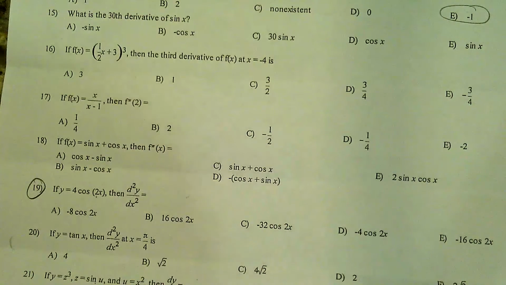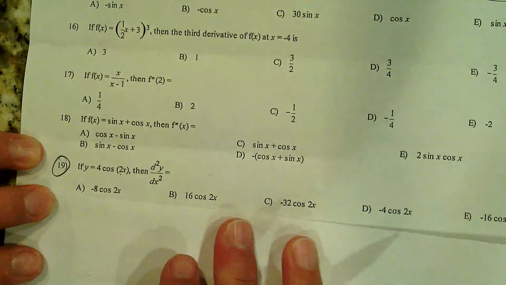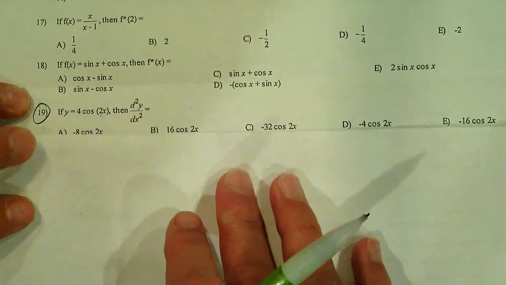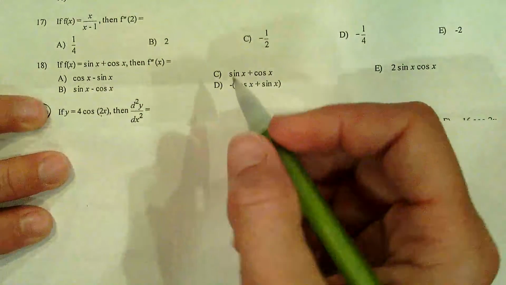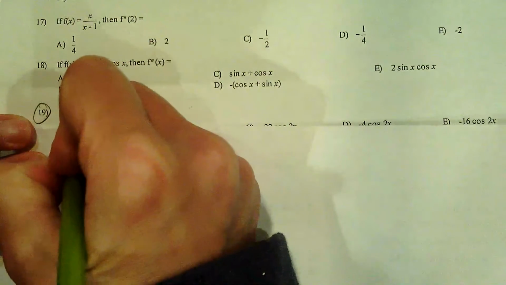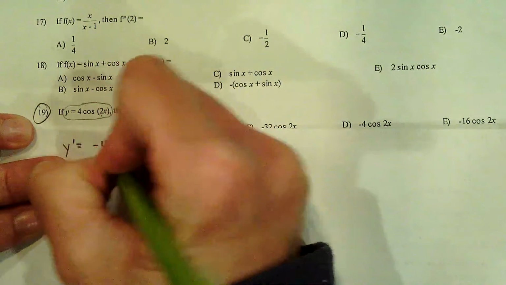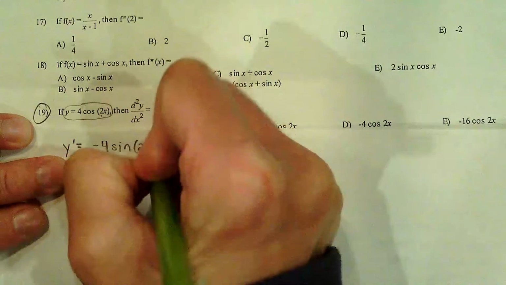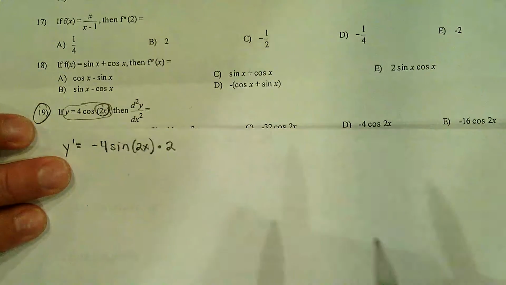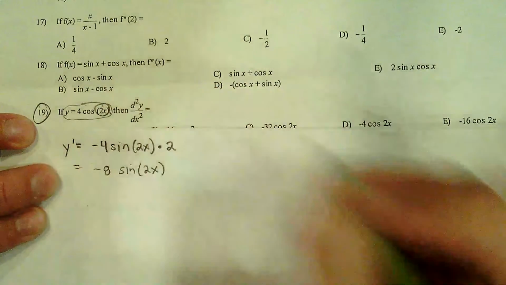19. Second derivative is what they're looking for here. So I am going to go with just a chain rule. The first derivative is going to be the derivative of cosine is negative sine, so negative 4 sine of 2x times the derivative of what's inside. 2x is what's inside, so times 2 gives us negative 8 sine of 2x.